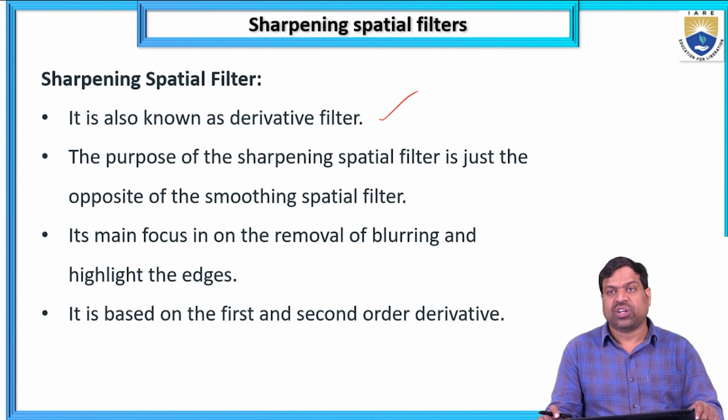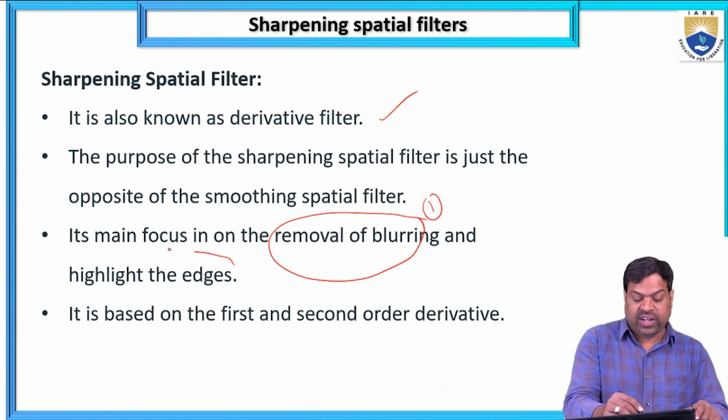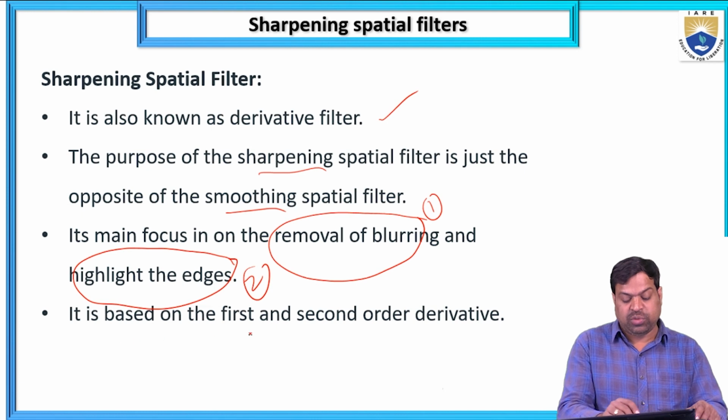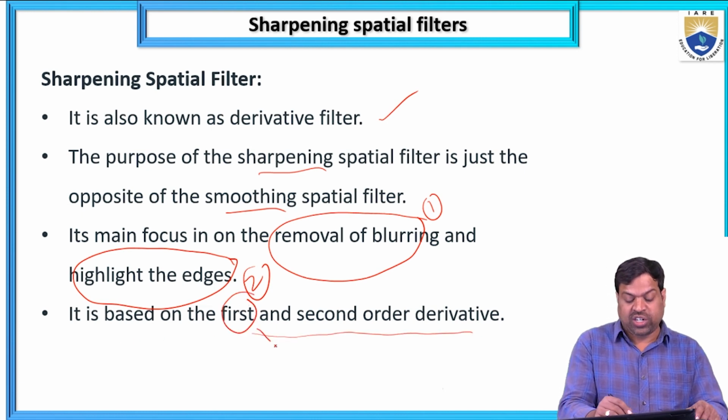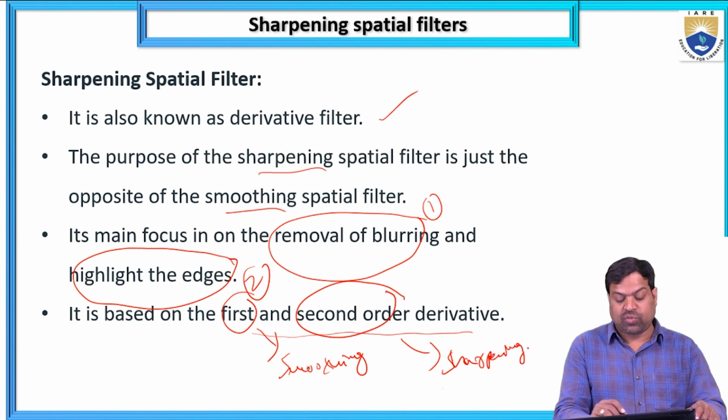And the main focus is the removal of blurring and highlighting the edges. So removal of blurrings is the first one, and highlighting the edges. Okay, so these are the two applications of sharpening, and it is based on the first and second order derivative. First order derivative is for smoothing, second order derivative for sharpening. Okay, first order for smoothing, second order for sharpening. So what is the use of sharpening? We are focusing on removing the blurrings and highlighting the edges.